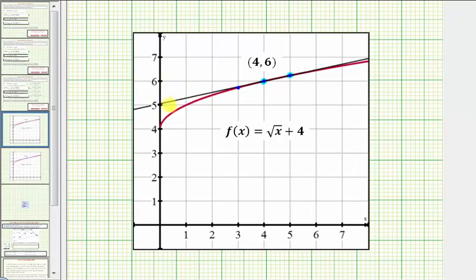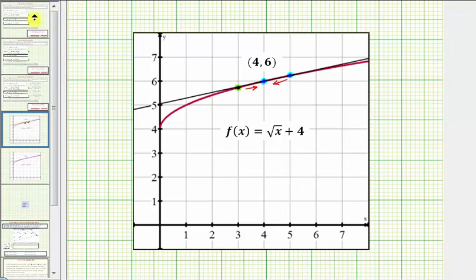And notice how the slope of this black secant line will have a slope that's approximately the same as the slope of the tangent line. As these 2 points get closer and closer together, the slope of the secant line will approach the slope of the tangent line. And of course, we can also select a point to the left of (4, 6) on the function, let's say this point here, find the slope of the secant line, and again, as the 2 points approach each other, the slope of the secant line is going to approach the slope of the tangent line.